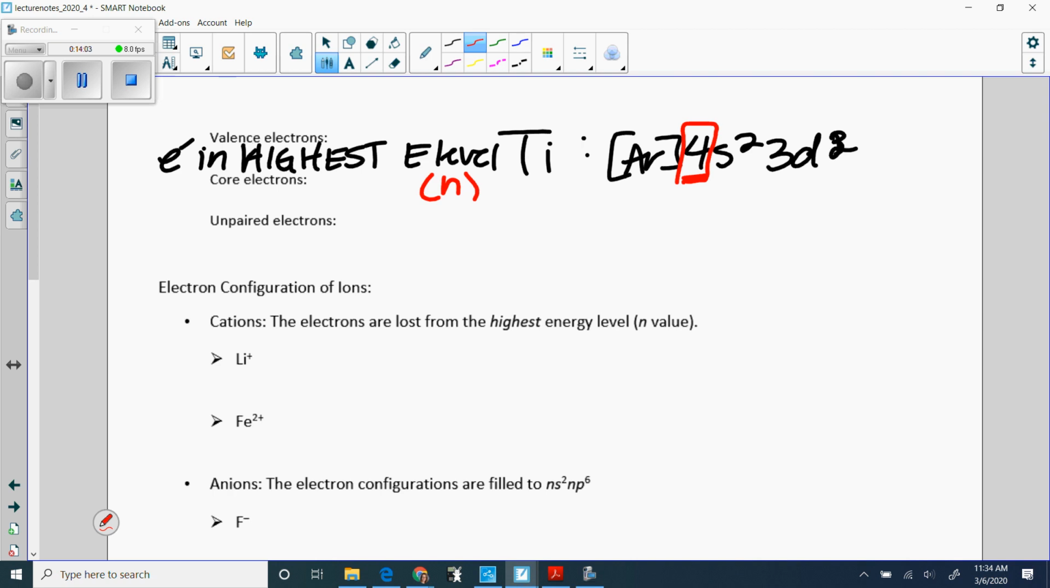It's not what's next in the pattern. It's just the highest energy level. In my highest energy level, I have 2 electrons. So that means titanium has 2 valence electrons in energy level 4. Core electrons are all other electrons. So how do I figure that out? Titanium is number 22. It has 22 electrons as long as it doesn't have a charge. So if there's 22 and 2 of them are valence, that means 20 are core.